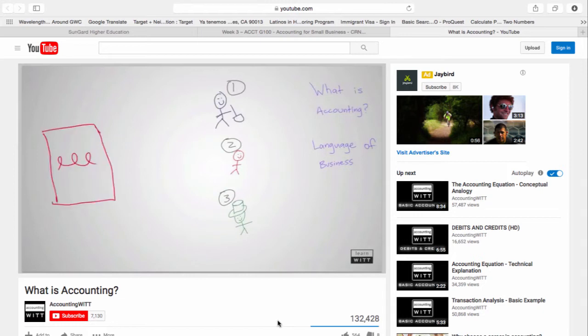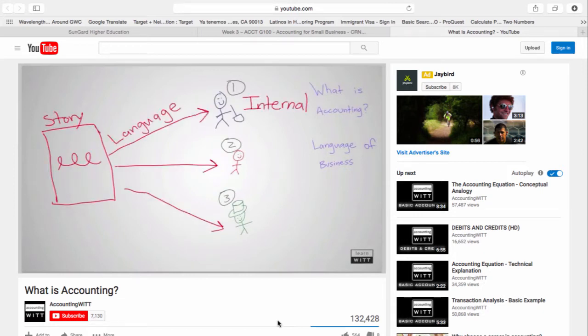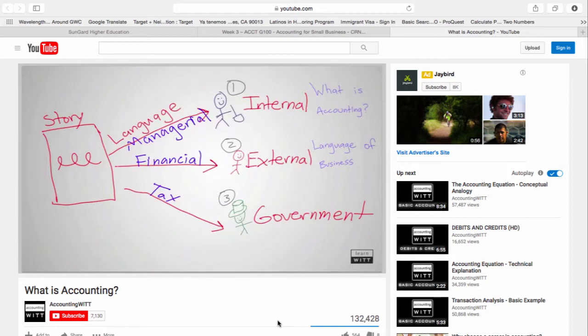We could break it down into 3 different people that want to hear your story. People on the inside, or internal users. People on the outside, external users, or the government. The language by which you tell these people's stories is sometimes called managerial accounting for internal users, financial accounting for external users, and then tax accounting for government users. If you've ever taken an accounting class, it's usually going to be called managerial, financial, or tax.